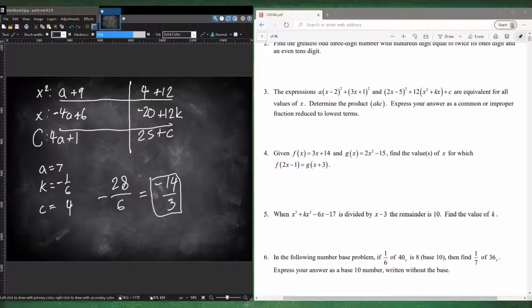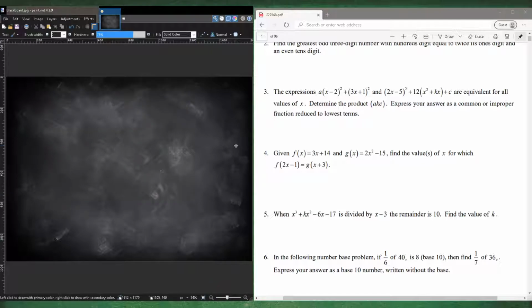And that is your answer for number 3. Number 4. Given that f of x equals 3x plus 14 and g of x equals 2x squared minus 15, find the value for when f of 2x minus 1 is equal to g of x plus 3.